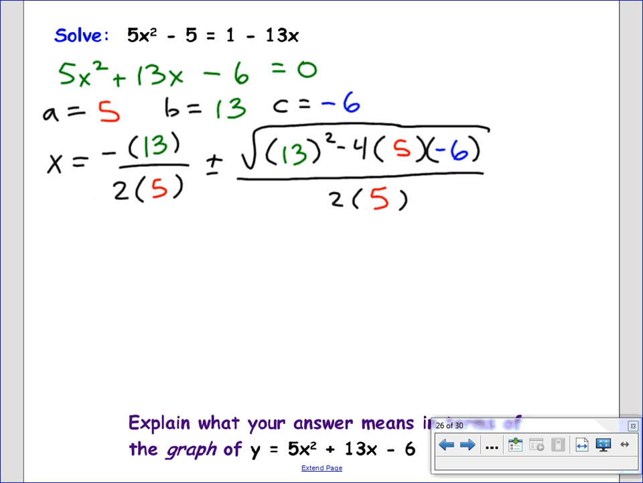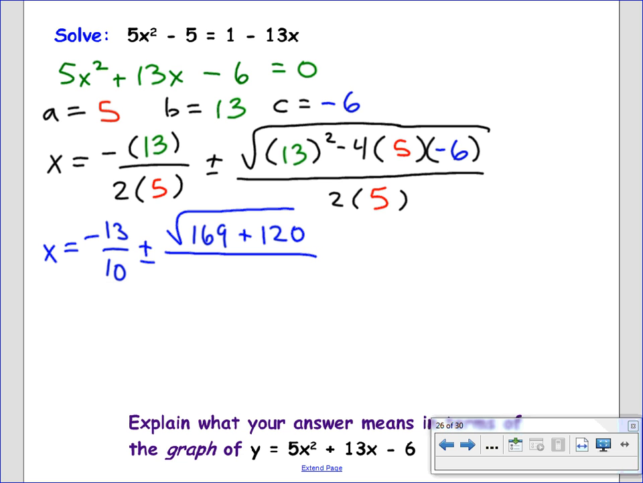So I've got x equals the opposite of 13 over 2 times 5, which is -13/10, plus or minus. Let's jump inside the radical. 13 squared is 169. Minus 4 times 5 times -6 overall is a positive 120, so plus 120. Close radical, all over 2 times 5, which is 10. So x equals -13/10. It looks like I already see my axis of symmetry. My x-coordinate of the vertex, the opposite of b over 2a, must be -13/10.